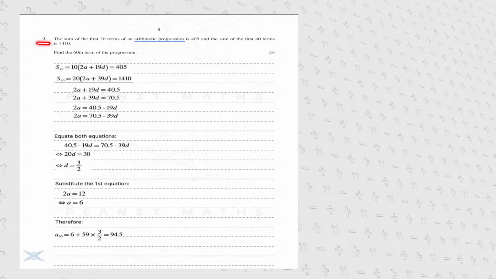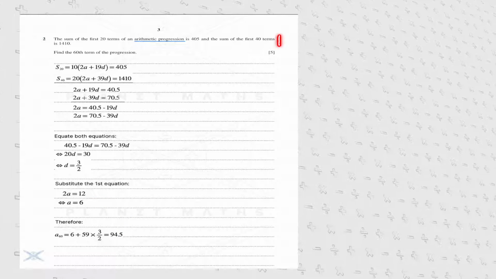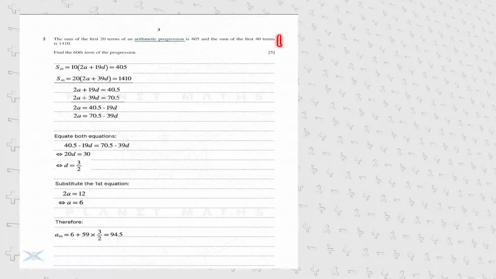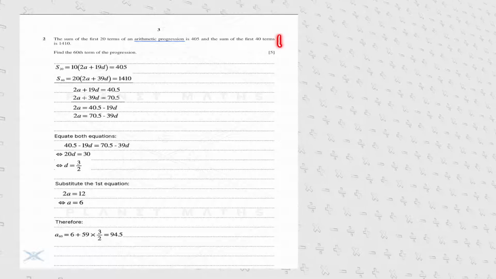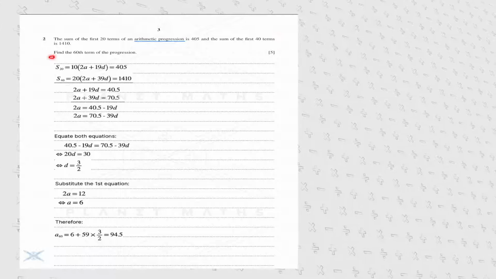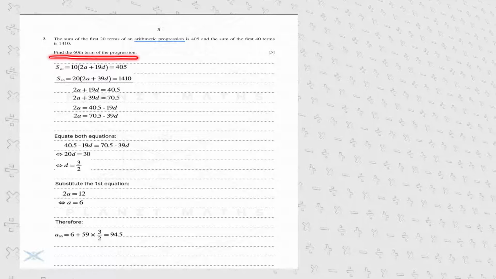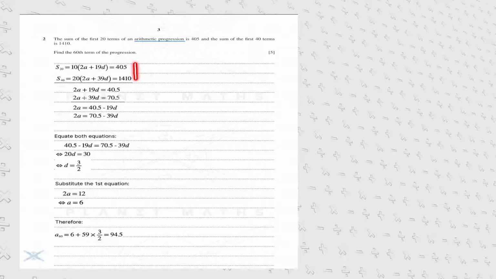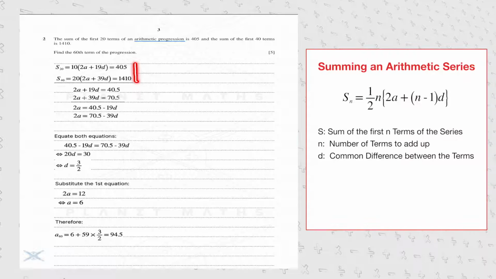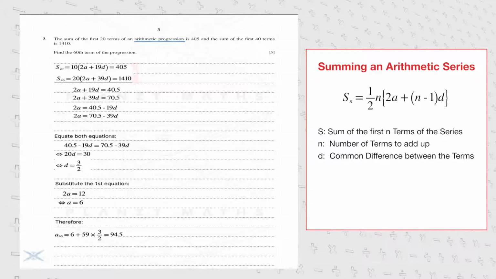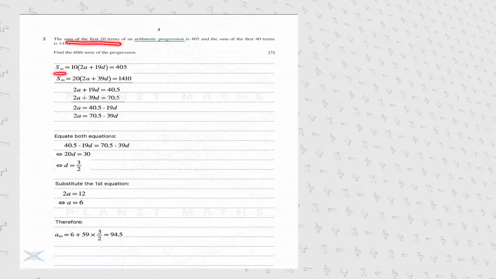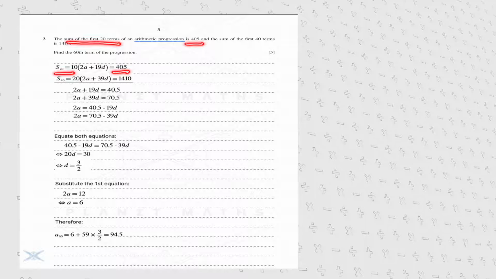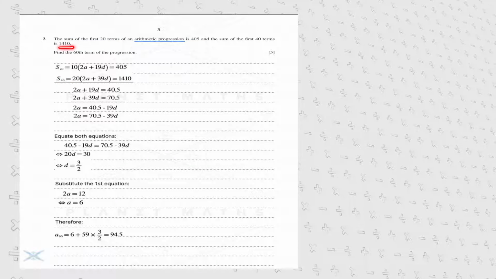Next on to exercise 2, where it's stated that the sum of the first 20 terms of an arithmetic progression is 405 and the sum of the first 40 terms is 1410. We are supposed to find the 60th term of the progression. Using the formula for summing an arithmetic series we can set up the following two equations, since it is given that the sum of the first 20 terms equals 405 and that of the first 40 terms 1410.